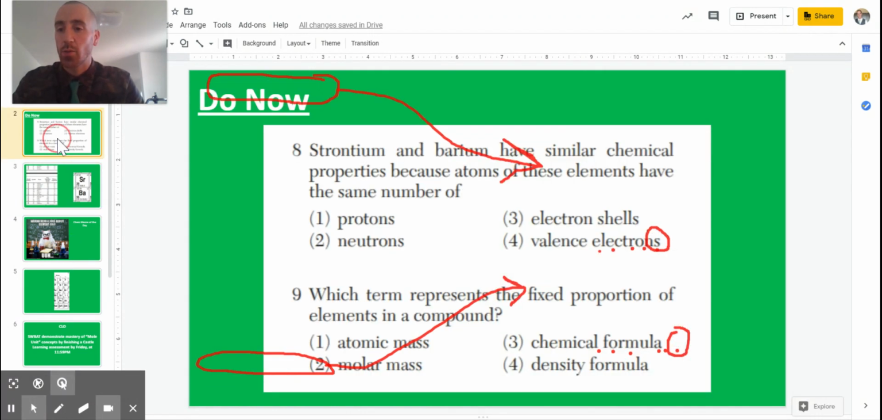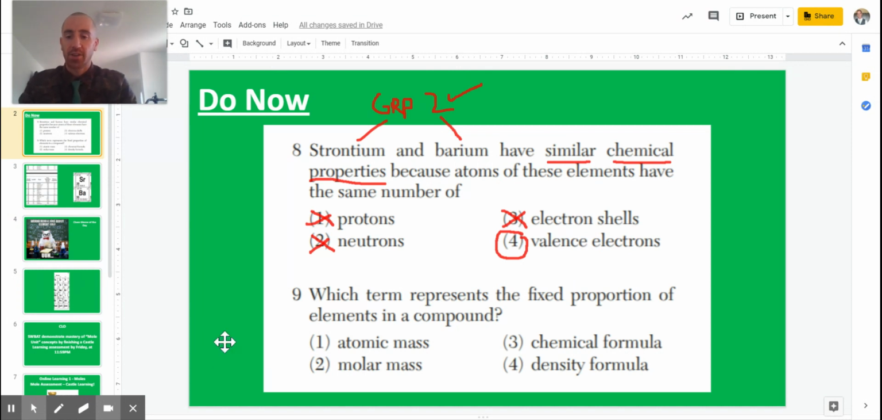All right. And then the other one is a quick definition question. Back to number 9. Which term represents the fixed proportion of elements in a compound? This is just a definition question. So chemical formula is going to be your answer. Atomic mass is the total of the number of protons and neutrons in an atom. Molar mass is the mass of 1 mole of that substance. The density formula, we don't learn about that. I'm not even sure what that phrase means. That might just be a throw-in answer choice.